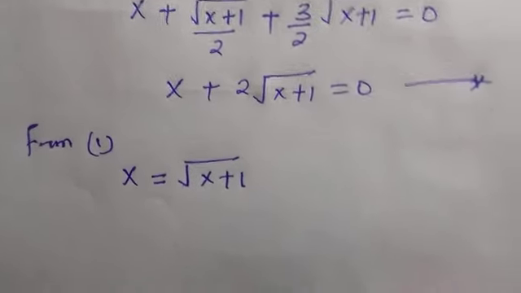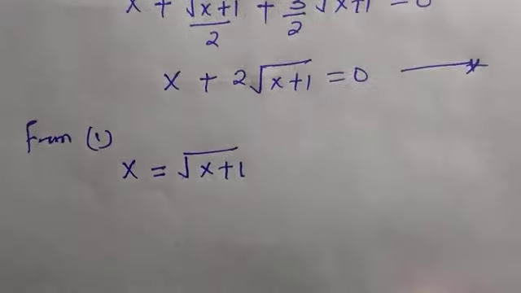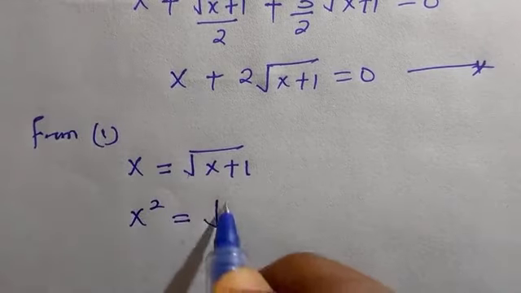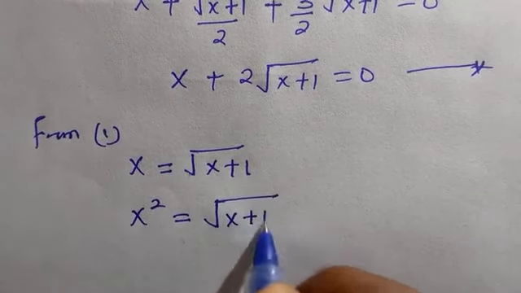So from this we have x minus root x plus 1, which can be x equals root x plus 1. By taking it to the other side, we know from here that x is greater than or equal to minus 1, and x is also greater than or equal to 0. So by considering the two conditions, we have this as x squared equals root x plus 1.